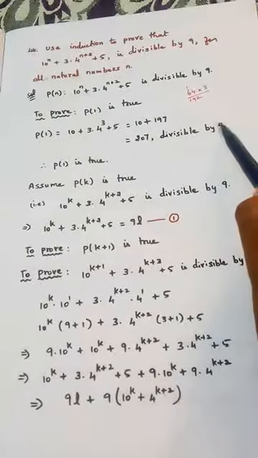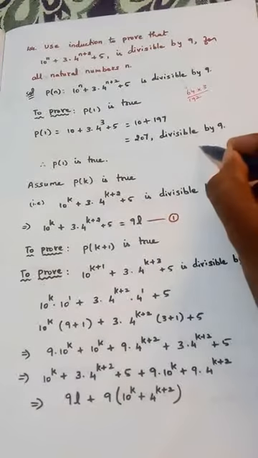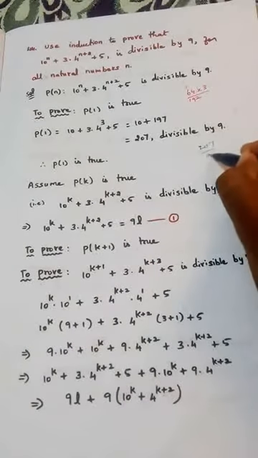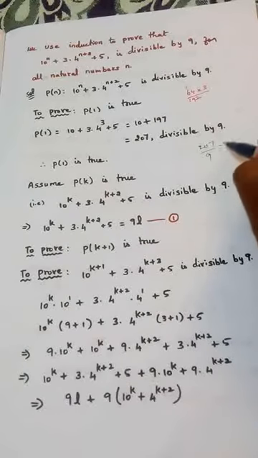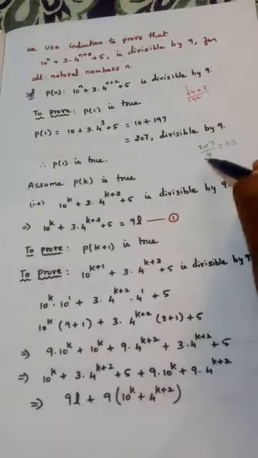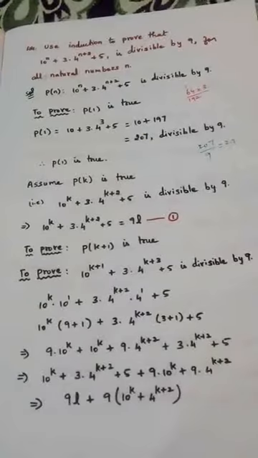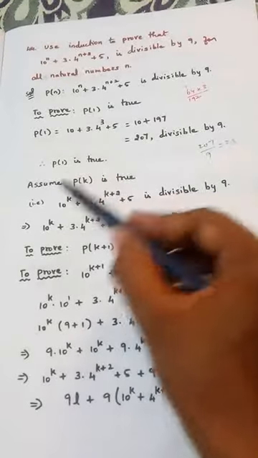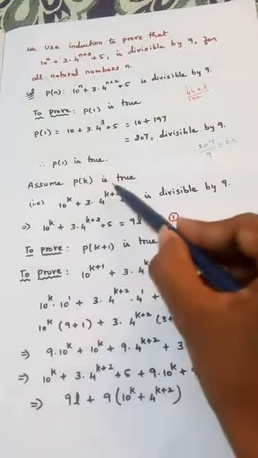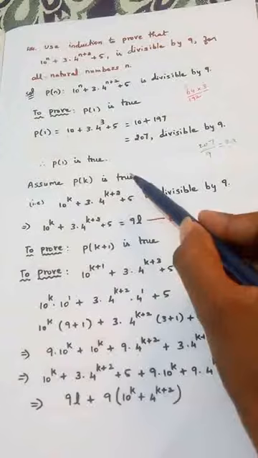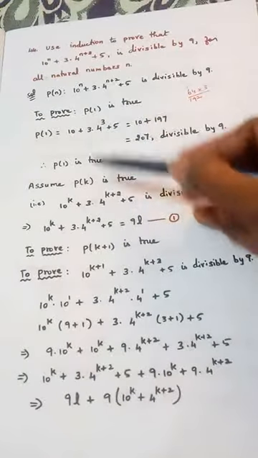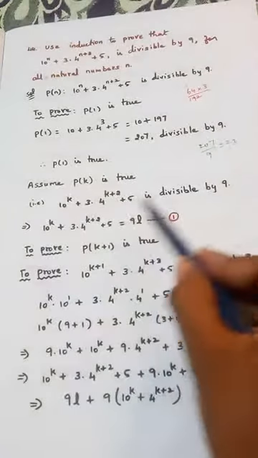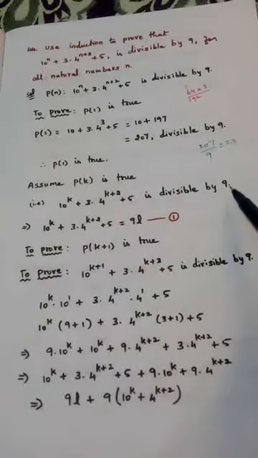207 by 9, what is the answer? 2 9s are 18, balance 2, 23 will be the answer. So 207 is divisible by 9. Hence P of 1 is true. Next step is we should assume P of k is true. What is the meaning? In the statement, replace n by k. So this term is divisible by 9, we are assuming.